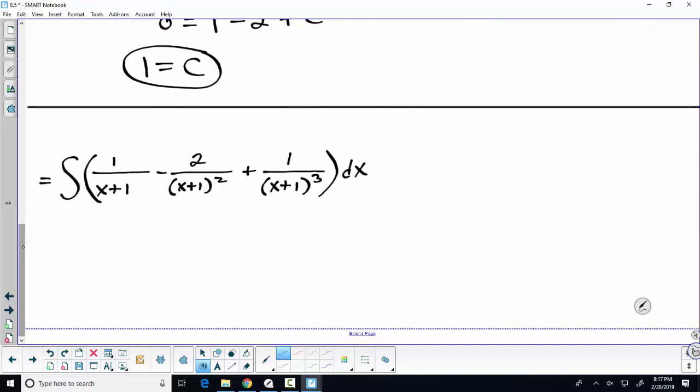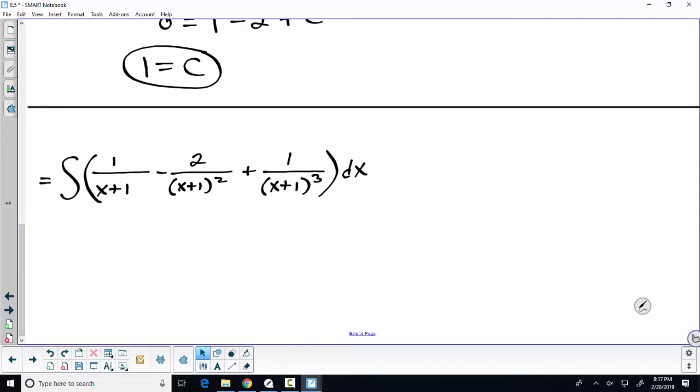So we have to be careful with those, right? Because the derivative of the bottom function isn't the top. This is going to be a quadratic, so the derivative would be like 2x plus 2, right? And the derivative here is even more complex because it's a cubic. So I think the easiest way to see those is with the u substitution.